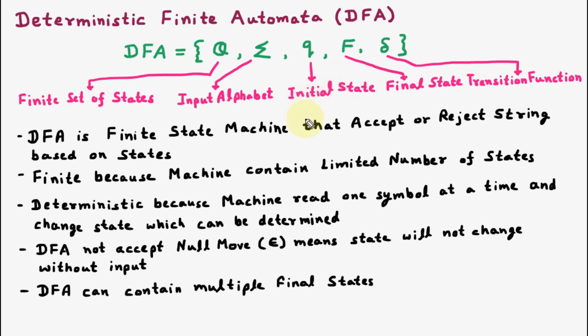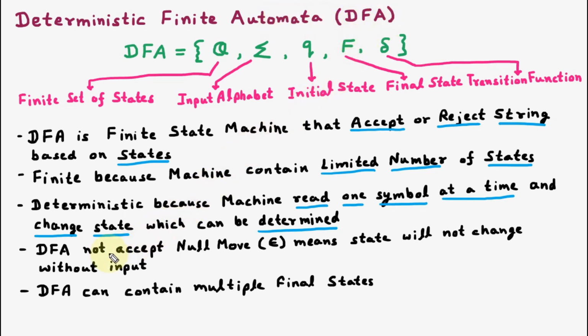So here we have learned that the DFA accepts and rejects the string based upon the states. And in DFA, there are a limited number of states. DFA reads one symbol at a time and based upon that, it changes the state and these states can be determined. That's why the name given is deterministic. The finite number of states gives finite, and machine gives the name automata. That's why deterministic finite automata means DFA.